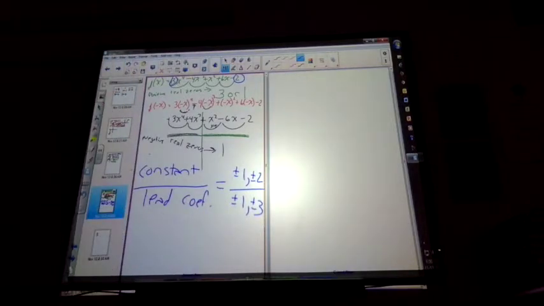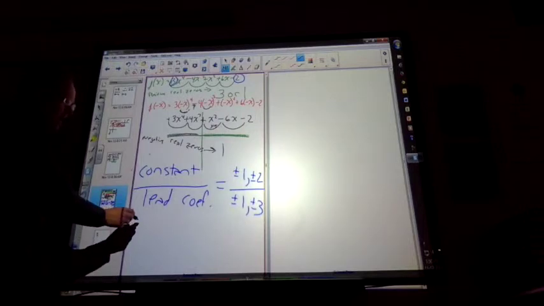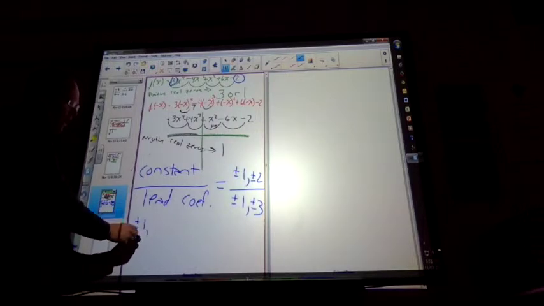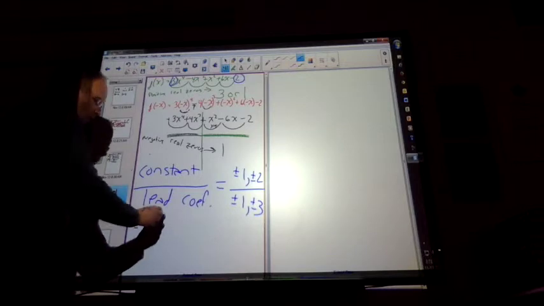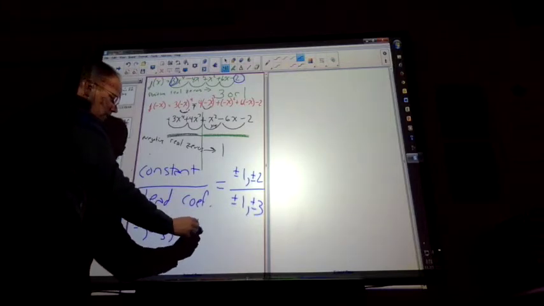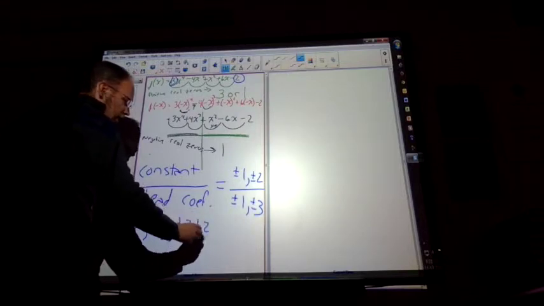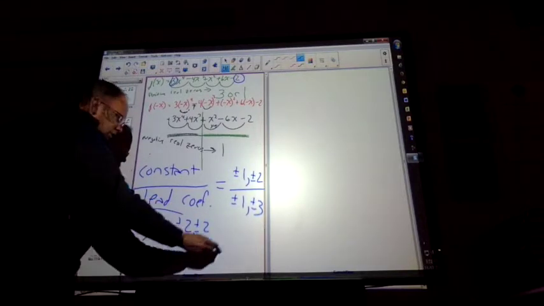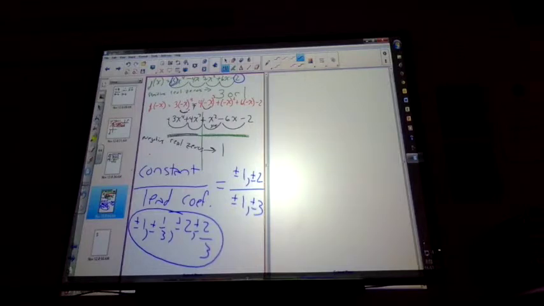Okay? So that's basically a fraction. So this means that I could have the positive or negative of 1, the positive and negative of 1/3, the positive and negative of 2, and the positive and negative of 2/3. These are all my possibilities of my problem. So back before graphing calculators were there, they would go through and literally do this.